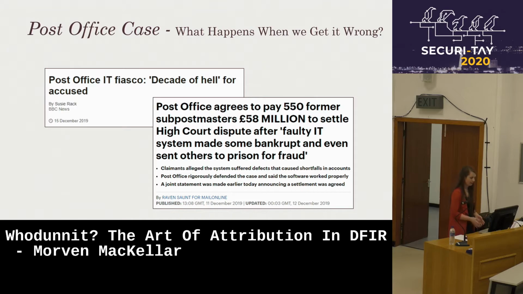In this case, a group of around 550 former and currently serving sub-postmasters, who are basically the people that run the post office in your local towns, were accused of committing fraud. This came from the fact that there appeared to be discrepancies in the accounting system, which is called Horizon. The Horizon system was introduced beginning in 1999 to around 12,000 post office branches.